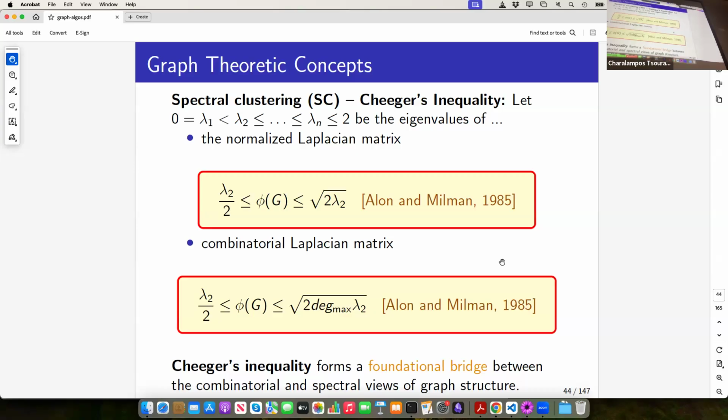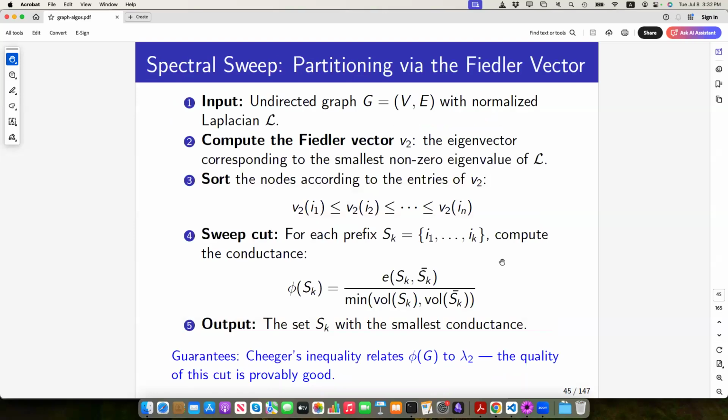I won't insist on this really foundational inequality, which is a cornerstone of spectral graph theory, but I'd like to tell you that this inequality can be proved constructively. You take the second eigenvector corresponding to the smallest non-zero eigenvalue, and you sort its entries. Every node gets a value; you can think of the eigenvector as assigning a value to each node. You sort them, and then you do a scan. For each prefix subset of the nodes, you compute the conductance, and you output the smallest conductance.